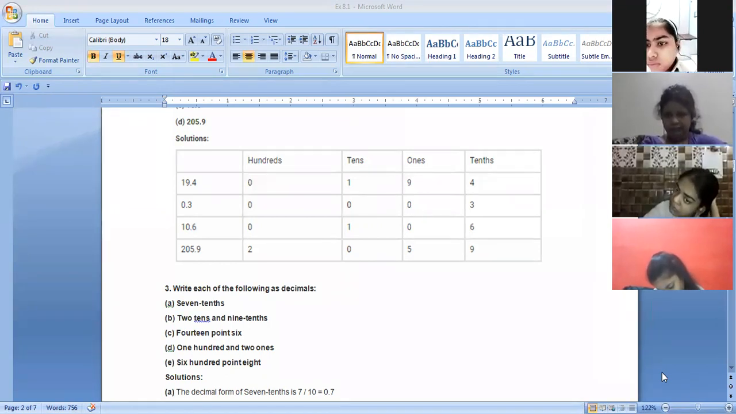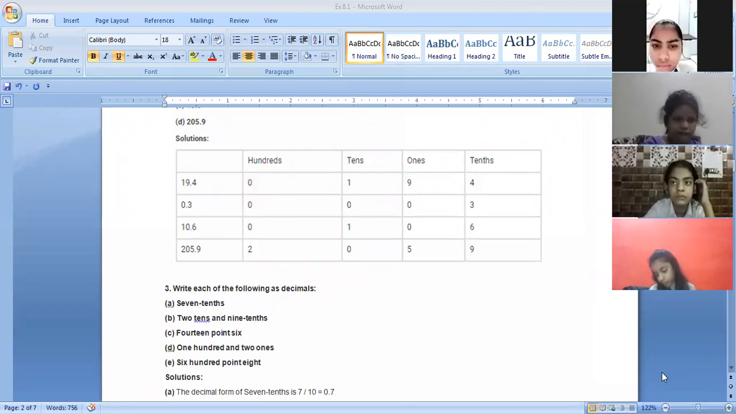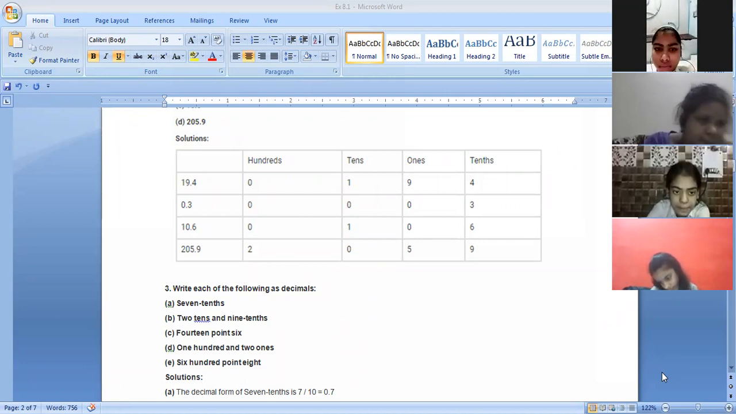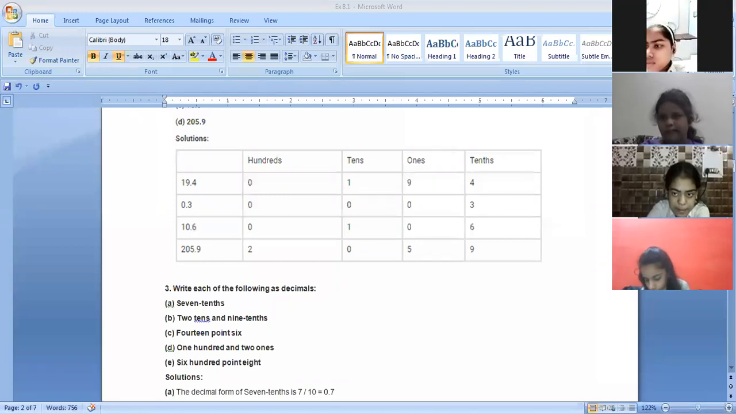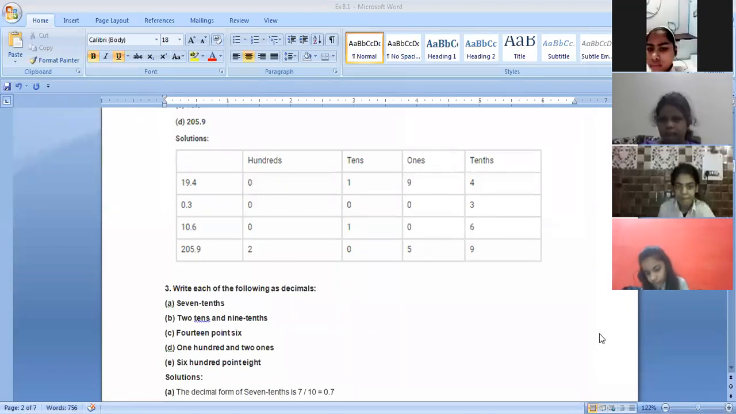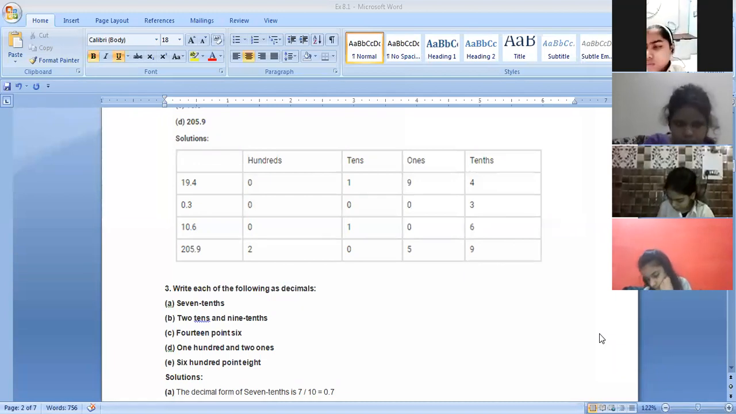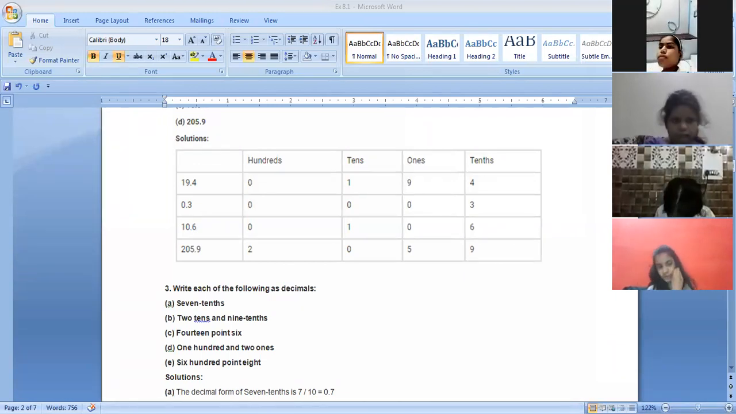In 7 upon 10, the denominator is 10. Only 1 zero is there. That means after the decimal, only one digit will be coming. Clear? If 1000 is there, that means 3 zeros are there. That means the number will have 3 digits after the decimal. You can write it with pencil or pen, anything you can use, Rayan. Okay, so 0 point, when you are placing this number in the place value table, you will be getting 0.7. So 0.7 will be written like that.